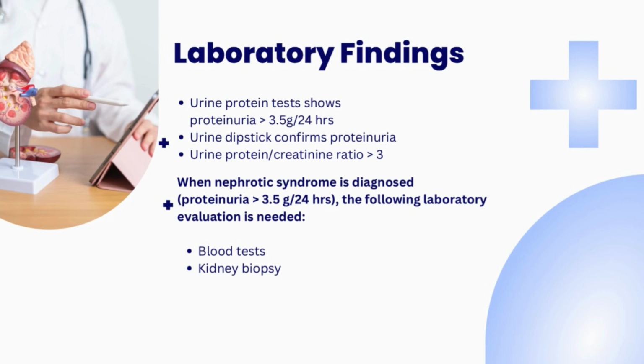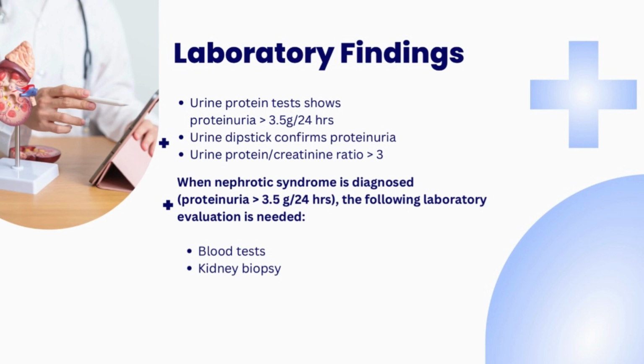So the normal protein creatinine ratio po in children 6 months to 2 years of age is less than 0.5. In children naman is less than 0.25 above 2 years old. And in adults naman is less than 0.2. So when nephrotic syndrome is diagnosed with proteinuria of greater than 3.5 grams in 24 hours, the following laboratory evaluation is needed.